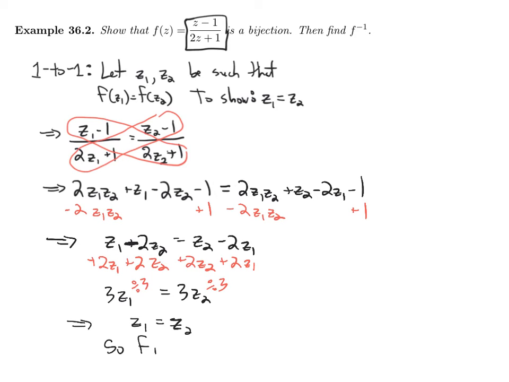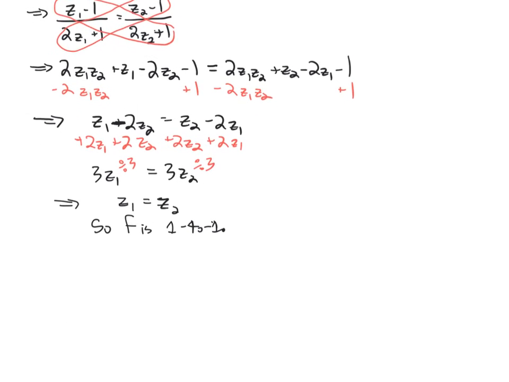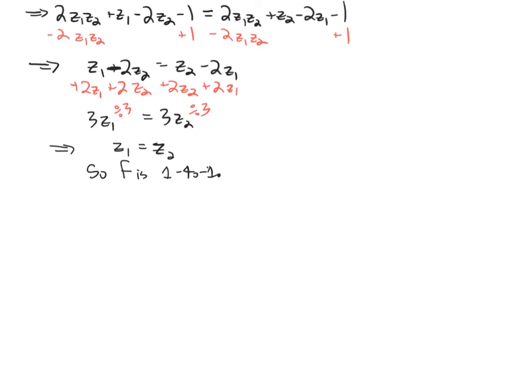So that means that f is 1 to 1. All right. Now we need to show that it's onto. And again, I will say when we talk about it being onto, we're going to have to be a little bit careful. There will be a value that it's not going to work for, but remember, we need to work out the implied domain and codomain as well.